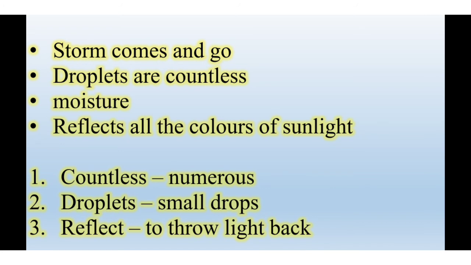Okay, so children, you must have seen the moisture during the rainy season, right? The small droplets float in the air. And after that we see that these droplets reflect all the colors of sunlight. Reflects means throw back of light. Colors of sunlight means we must have studied in science that sunlight is made up of 7 colors. So this form of sunlight is called the rainbow. So this form of water is called the rainbow.